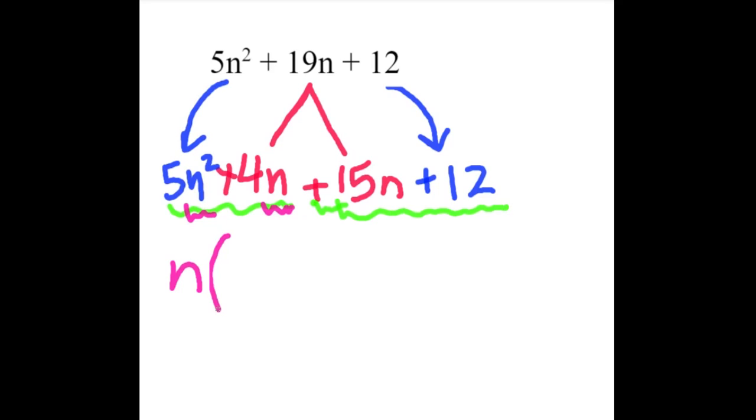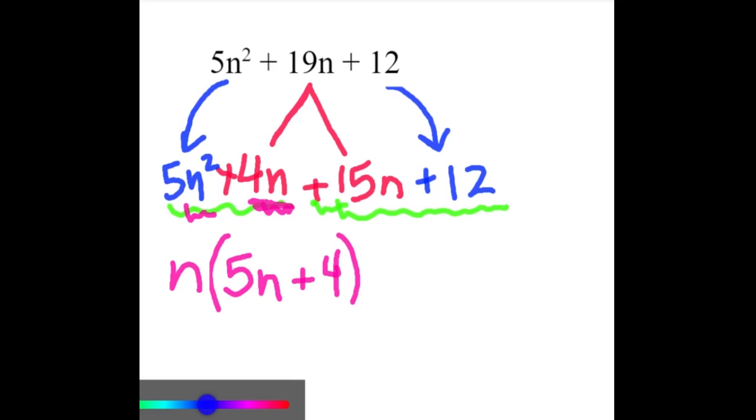Now, what's left over? I need a 5. And then to get an n squared, I need an n. So I have 5n. Now, how do we get 4n? Well, n times 4 is 4n. That's this one. Okay, so we've got our first term.